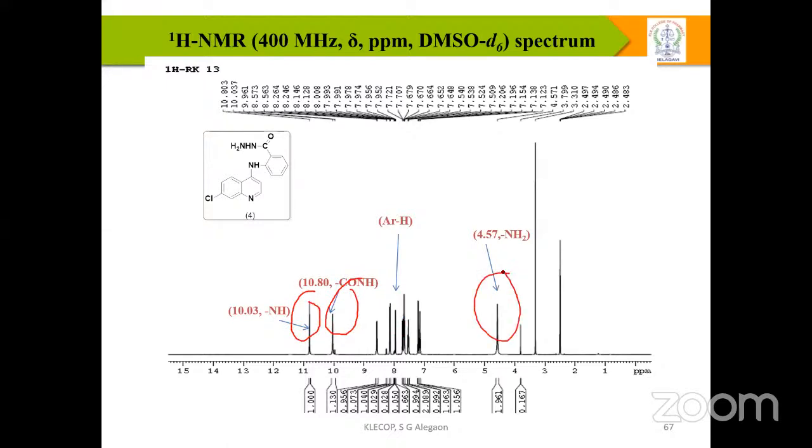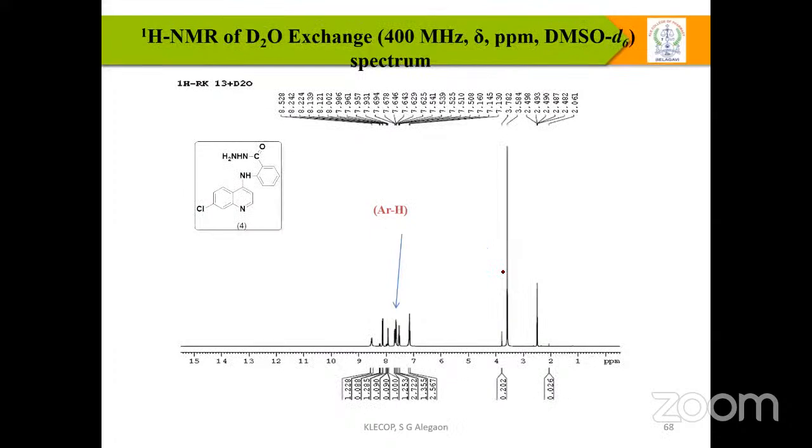Whenever amine and amide systems are there, I request you to go in D2O. If you go to the D2O system, we get no NH2 peak, and there is no primary or secondary NH peak. So this confirms our compound has converted into the hydrazide. It started with a simple SN1-type reaction on 4,7-dichloroquinoline, giving the methyl ester, and then that methyl ester we converted into the hydrazide.